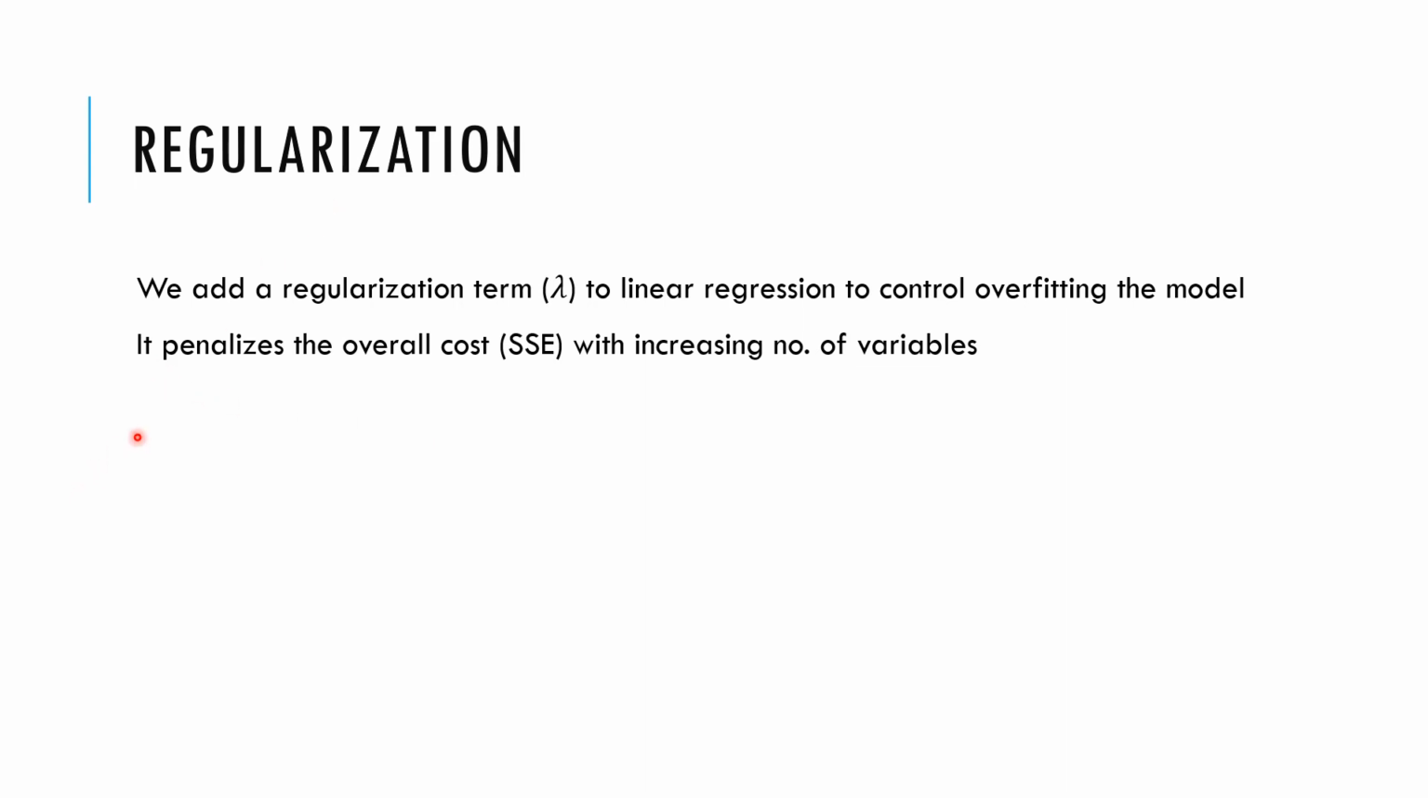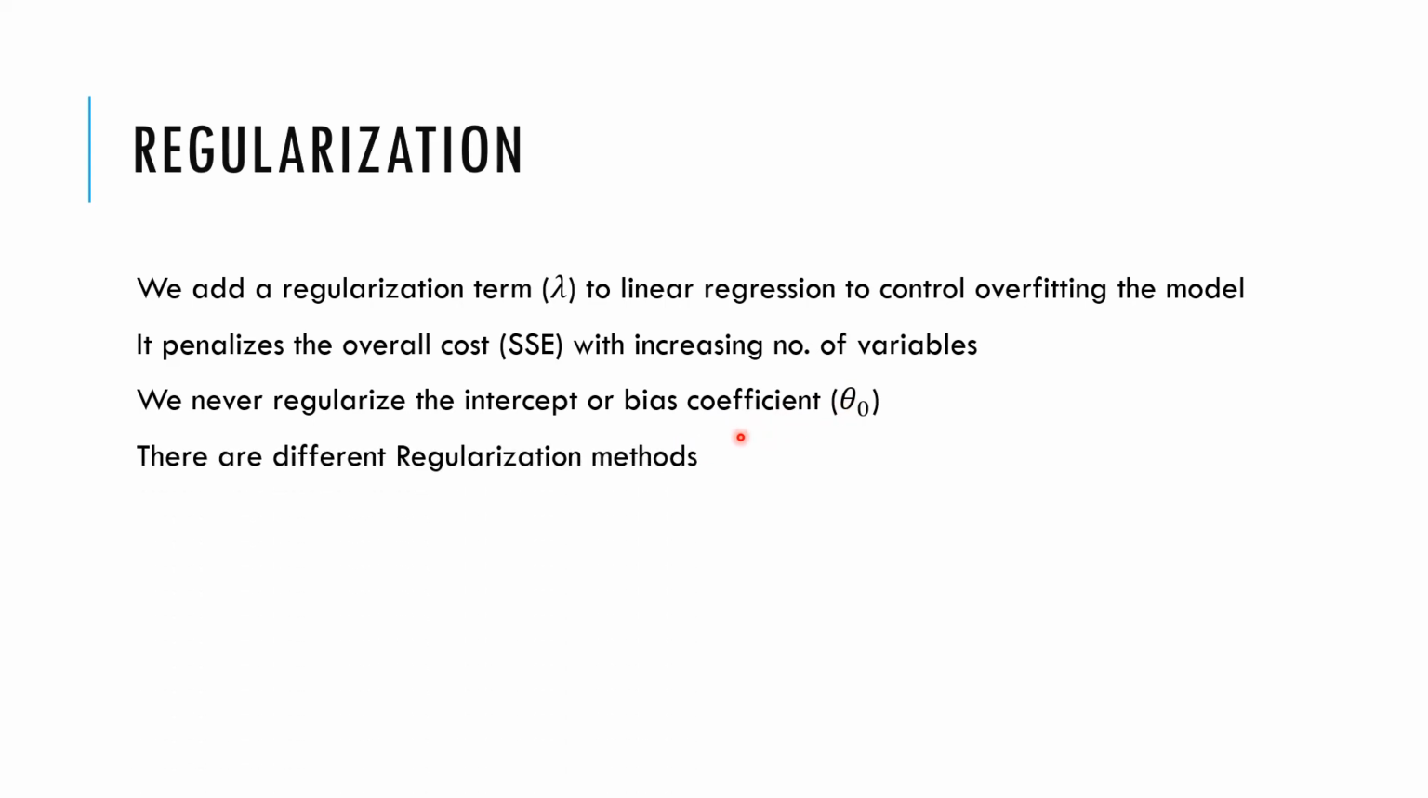So what it does, it penalizes the overall cost. That means the total sum of squared error with increasing number of variables. So we'll see how it does. If you add this regulation term, what will happen is if you keep adding variables, the overall cost or the error will also keep increasing along with that. So then in that case, the model is not a good fit. So we never regularize the intercept. The bias term, remember theta 0 in the beginning, that is never regularized. We always regularize the coefficients which are related to independent variables.